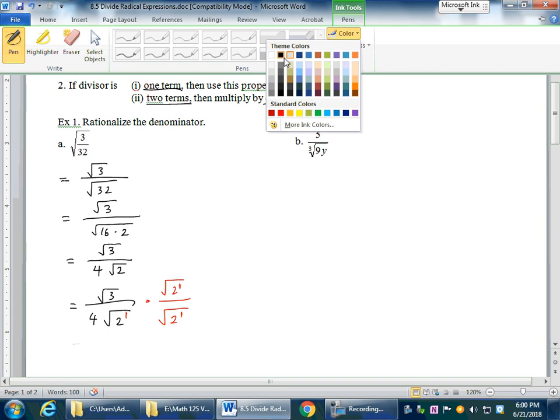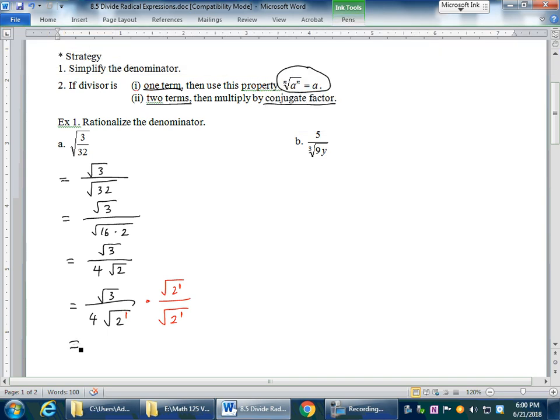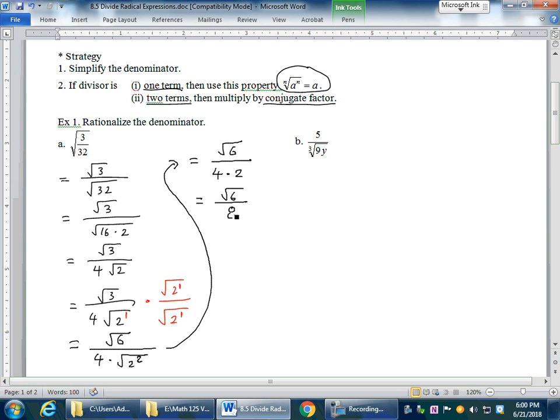Only if I multiply it that way, then this will become equal to square root of 3 times square root of 2, which is square root of 6, all over 4 times square root of 2 times square root of 2, which becomes square root of 2 to the second power. The square root and square cancel out. That gives me my answer, square root of 6 over 4 times 2, which gives me square root of 6 over 8. I'm writing step by step, so it may seem a little bit longer, but you need to practice it this way to make it very clear for yourself.